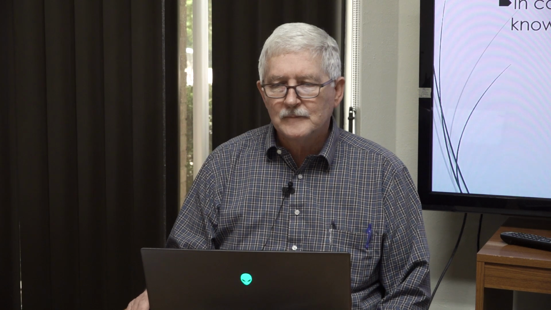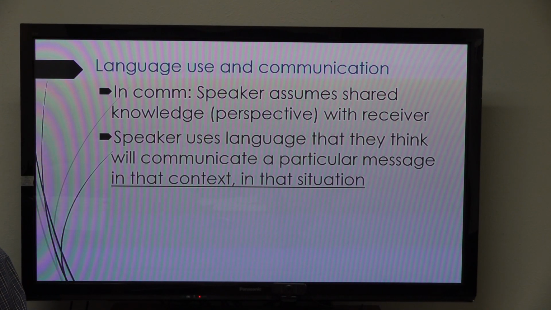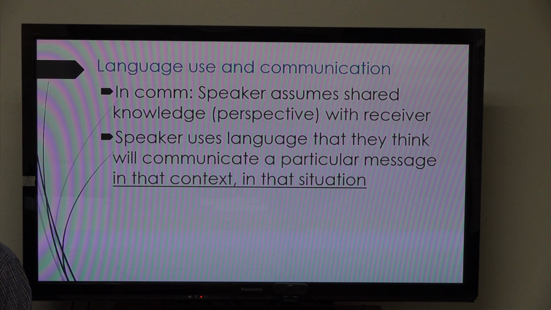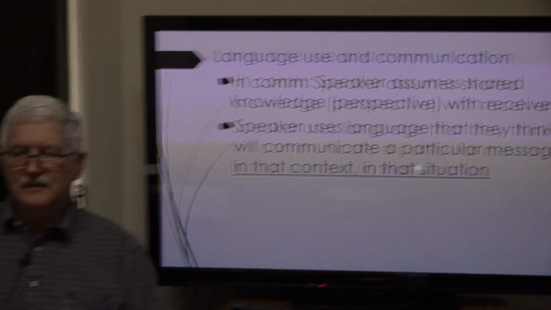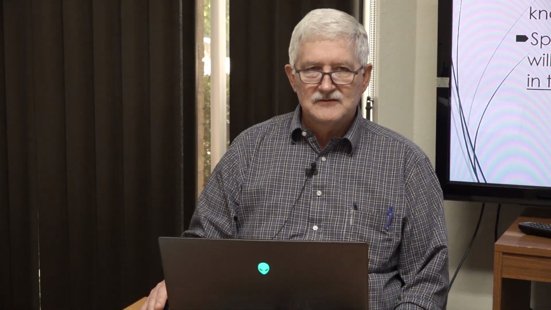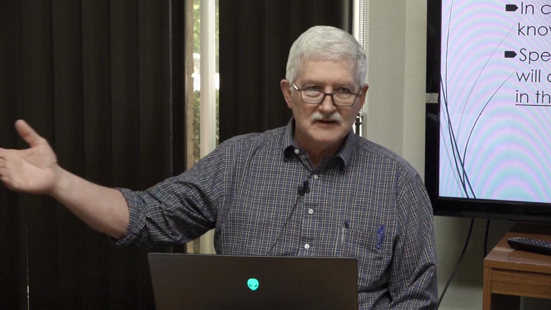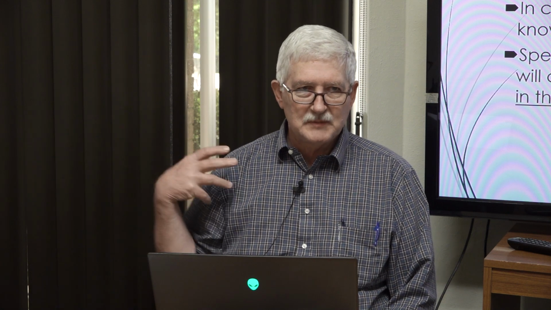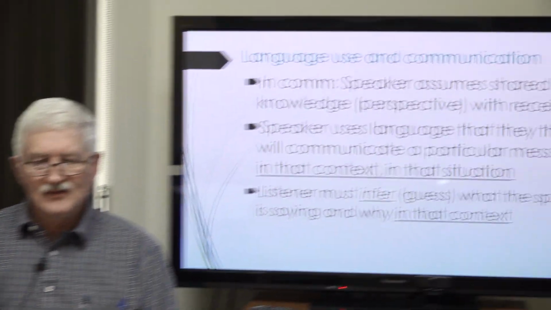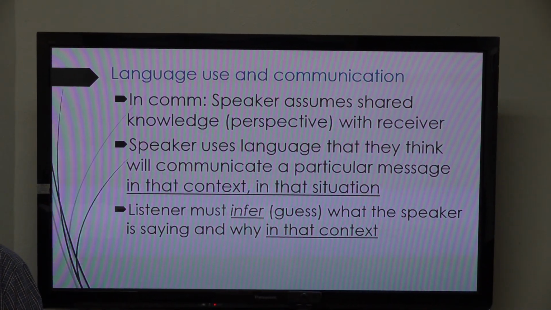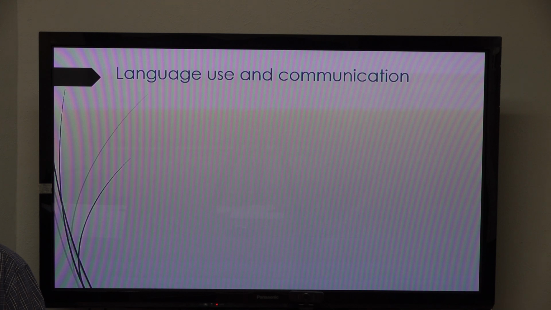Okay. So as we said, they assume that the receiver has this shared knowledge, and the speakers use language that they think is going to have a high probability of succeeding in that particular situation. And they're speaking to that situation and something to do with that situation. So, for example, I don't walk up to a stranger and say something random that has nothing to do with the situation we're in. We always speak to that situation and to that context. And the listener must infer or guess what the speaker is saying, why the speaker is saying it, and what the person's speaking means in that particular contextual situation. Okay, so what is said?